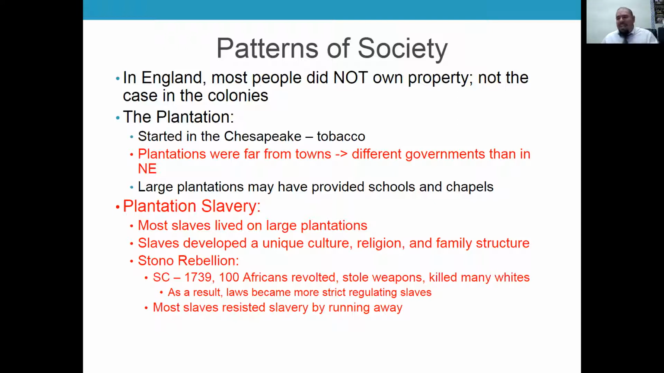You have Bacon's Rebellion, now you have the Stono Rebellion, and in 1739, 100 Africans revolted, stole weapons, and killed many of their white overlords. As a result, they would be caught, they would be killed, and laws would become more strict regulating slaves, and that's not going to do well. And that happened in South Carolina in 1739. So most slaves resisted, though, by running away because they weren't too aggressive. But yeah, Stono Rebellion, put that to memory.